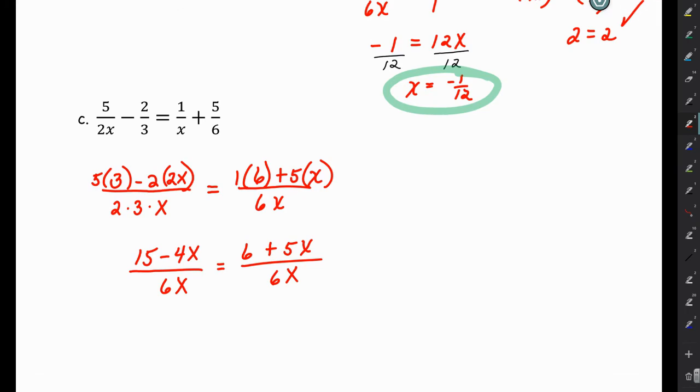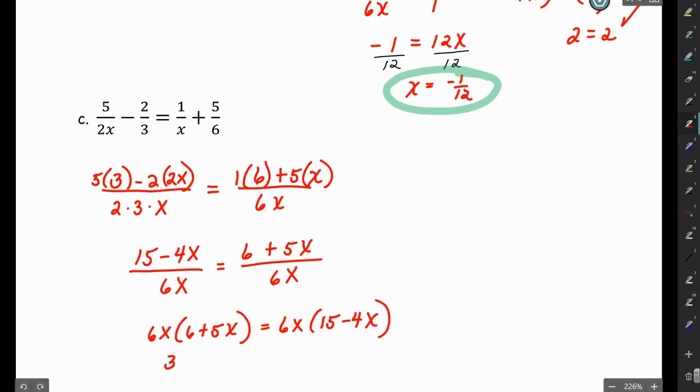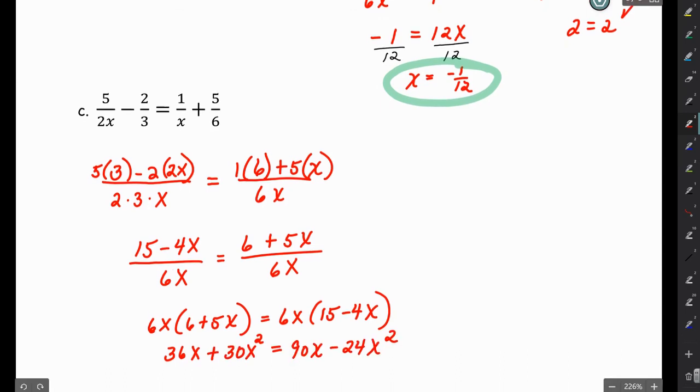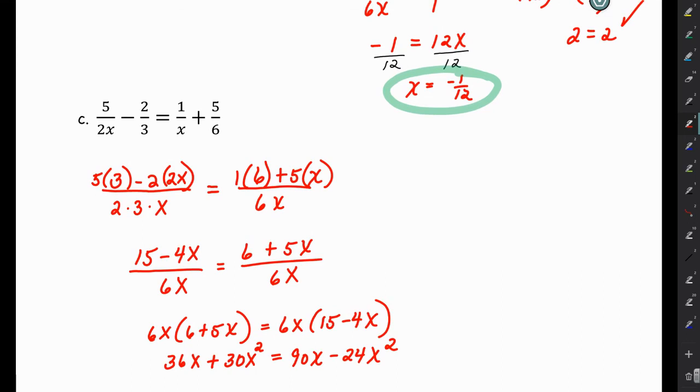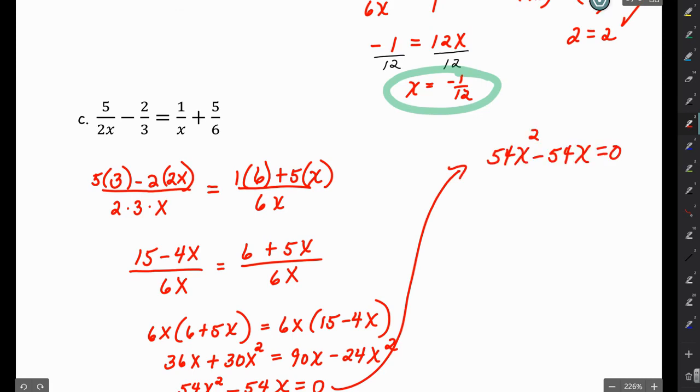Now we can cross multiply. We're all ready to go. At this point, I'm going to move everything over to the right side of the equation. So I'm going to subtract 90x and add 24x squared. All right, so we have a binomial and we want to take out the GCF. So I'm just going to rewrite this up here. I'm running out of room. Looks like 54x is my common denominator.